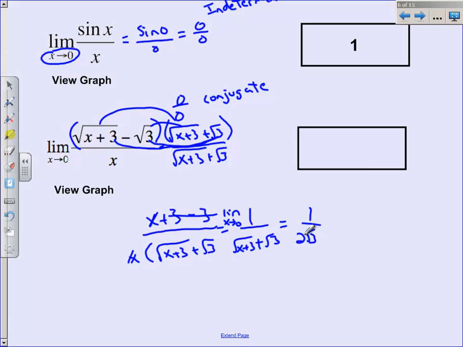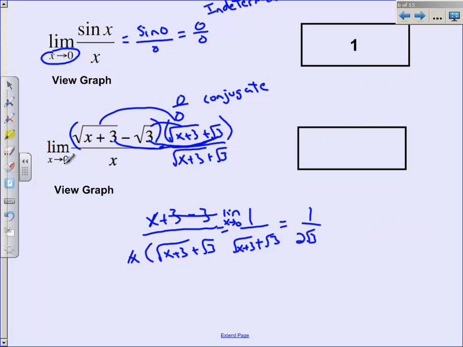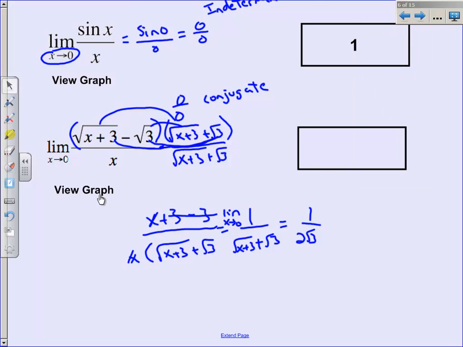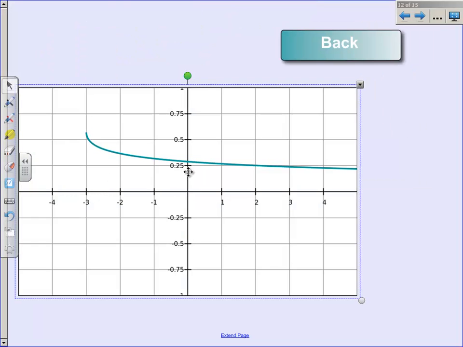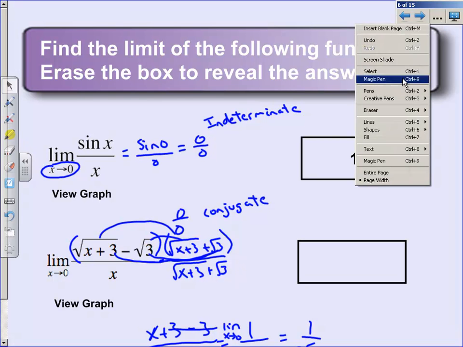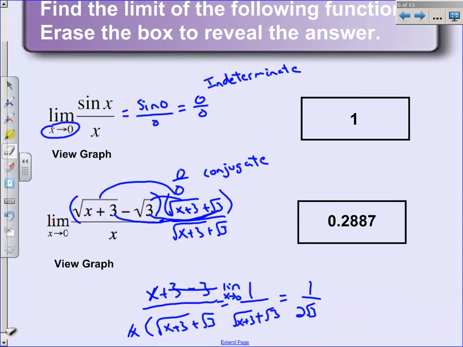Now, that's a pretty small number. 1 over 2 square roots of 3 is about 1 over 3.4. So I don't know, a little less than a third. Let's take a look at the graph and see where it's headed. Again, we're looking as x approaches 0, so let's look at this graph. So here is 0, and you can see it's a little bit above 0.25. So let's see what this answer actually works out to be. Got the decimal in here. And it's 0.2887, which if you do 1 over 2 square roots of 3, that's what you're going to get.